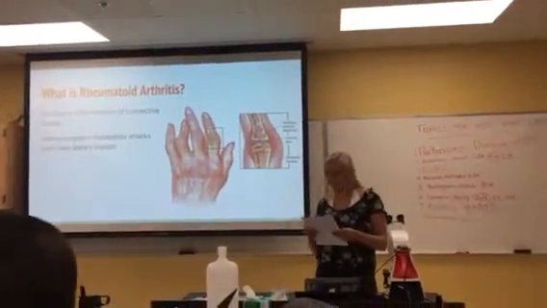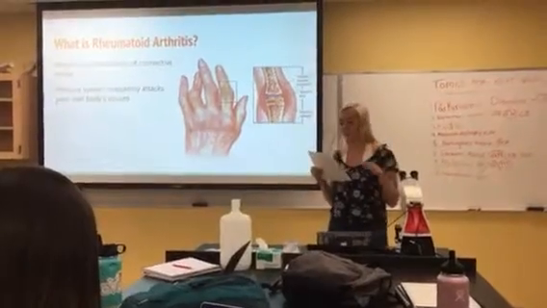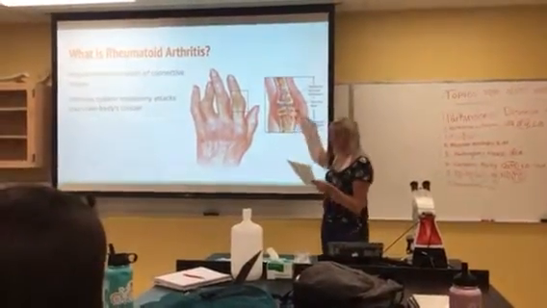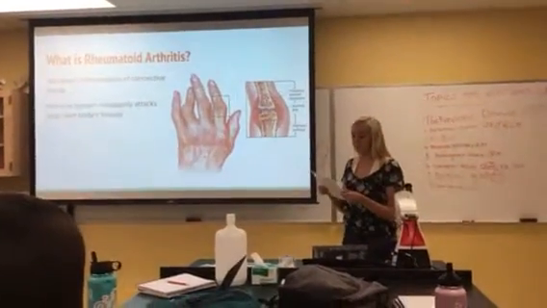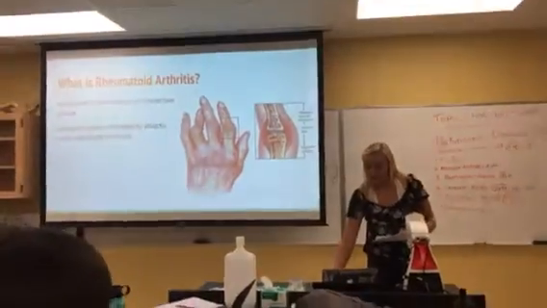First of all, what is it? That'd be very important for you all to know before I get started. So it's when there's recurrent inflammation of the connective tissue. As you can see here, this is like the connective tissue in your joints. It's when the immune system mistakenly attacks your own body's tissues.